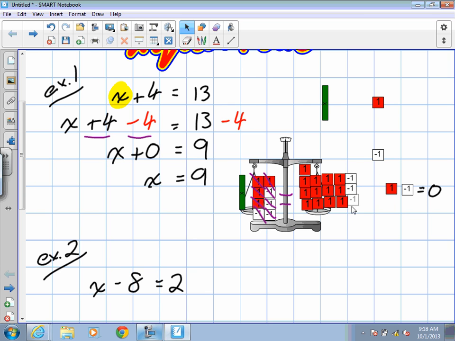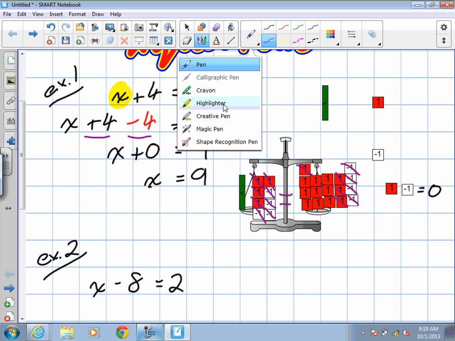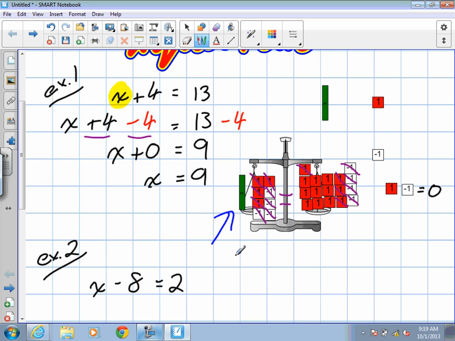Okay. Now when we do that, there's obviously going to be some canceling. So we have 1 pair cancels out, 2, 3, 4. So what we now have is only an x on this side. And we have what the x is equal to. Everything else has been canceled out.